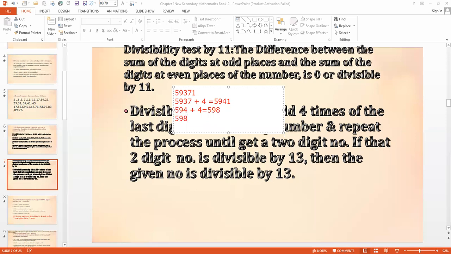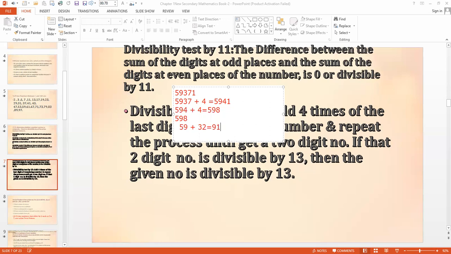Again, I take this number 598. Which number is at the unit place? 8. And when I multiply 8 with 4, what will be my answer? Yes, 4 eights are 32. The remaining number is 59, so I have to add this 32 to the remaining portion, 59. So I will get 91.